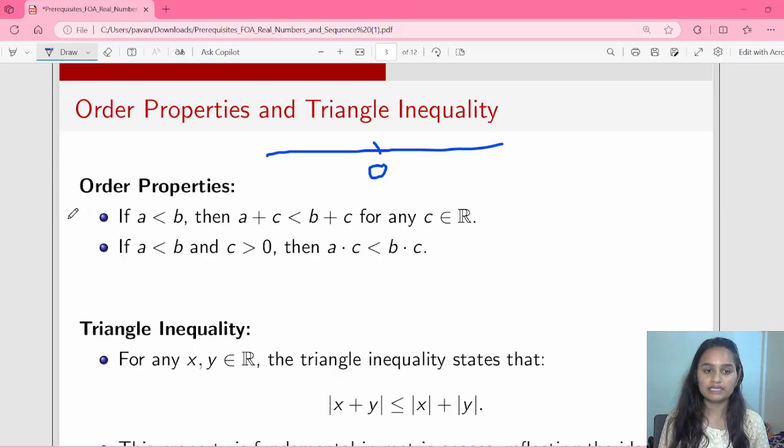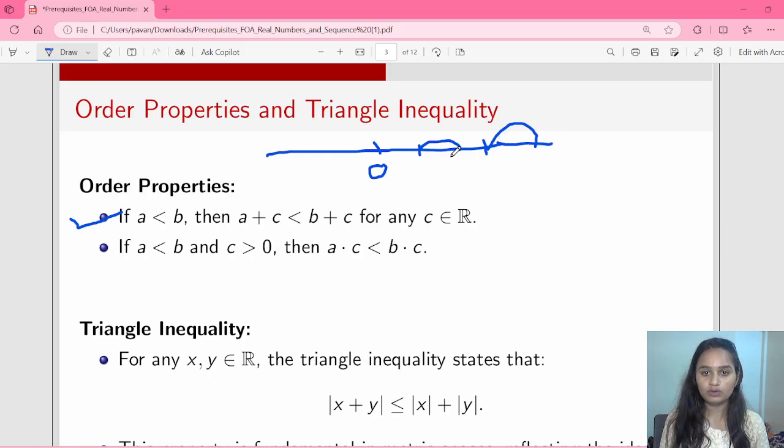The first property says that if we have a less than b, then we can add some constant on both sides. That is the first property. Like we have a here and we have b here, and we add some constant to both the numbers, then a plus c will jump something like here and b plus c will jump something like here.